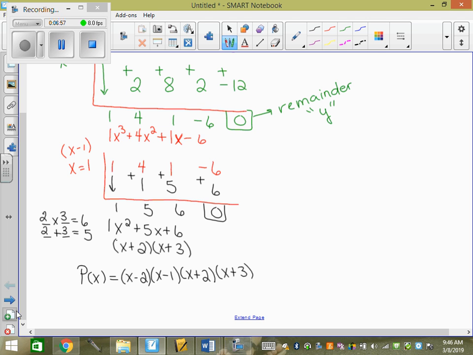Synthetic division, get me to x to the 4. Type it in my calculator. Synthetic division, get me an x to the 3. Type it in my calculator. Synthetic division, get me to an x to the 2. And then factor. It's just one extra step.